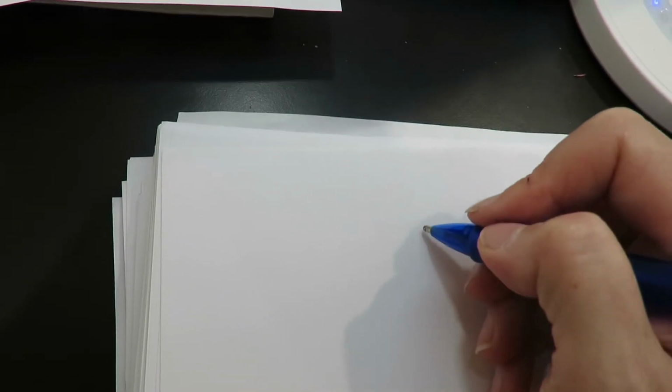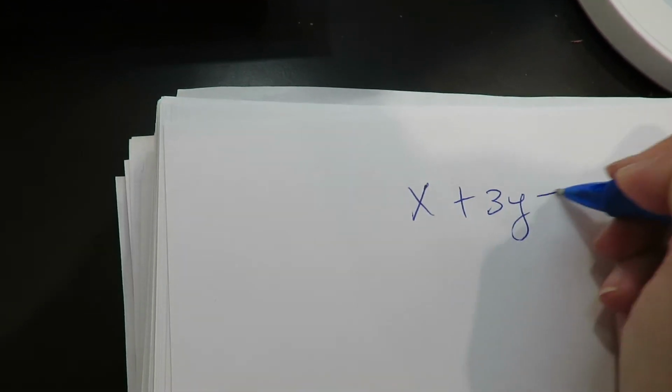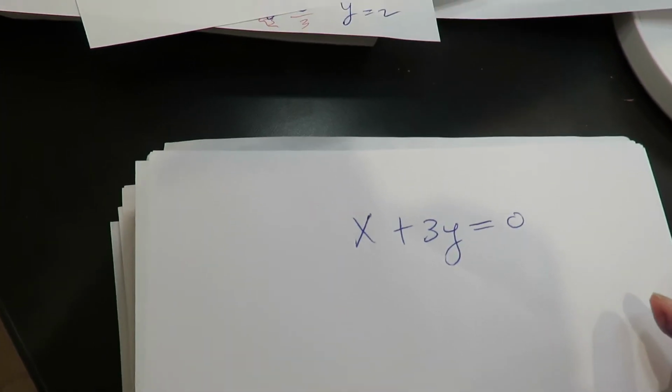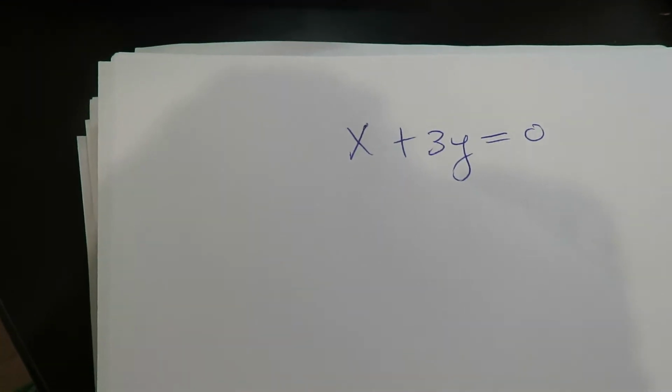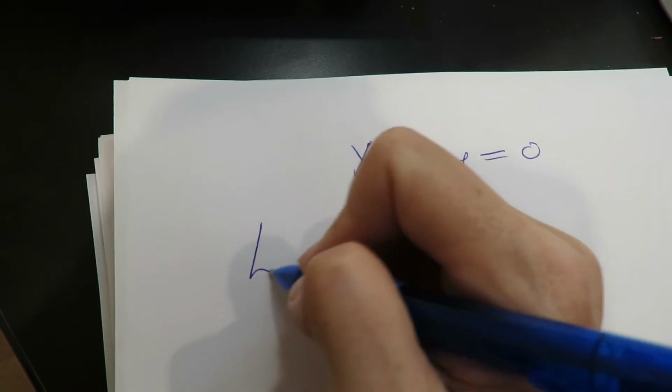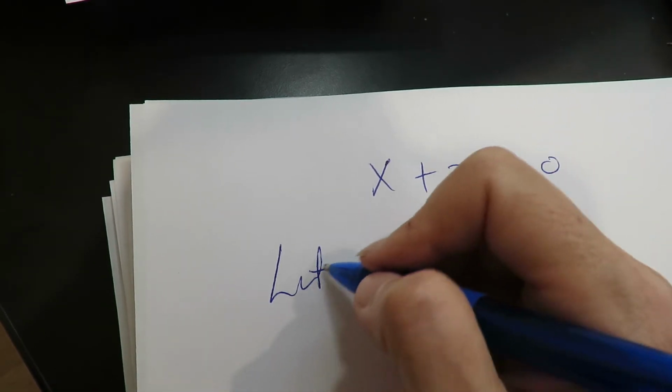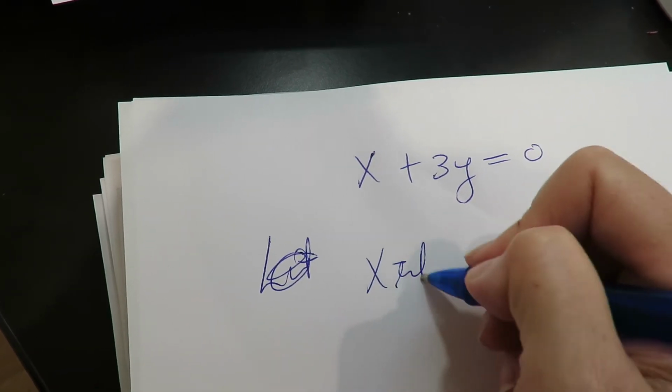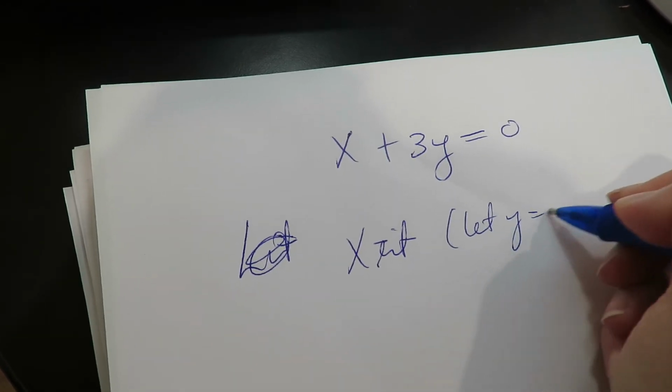So let's try one of those. So what happens when you try the intercept method? Like, let's say you want to find the x-intercept and you let y equal 0.